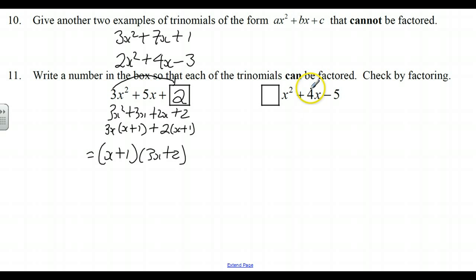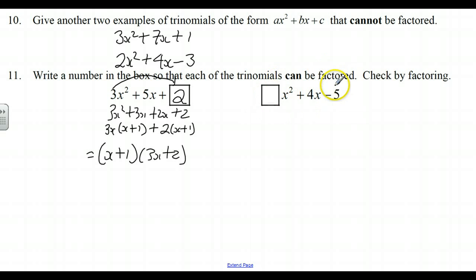So I need two numbers that, since that's negative, need to differ by 4 and multiply to whatever I'm going to put in here. If I put a 2 in here, that would be 10. I need two numbers that multiply to 10 and differ by 4. 1 and 10, 2 and 5, not going to do it.